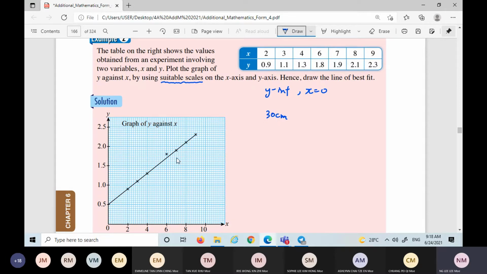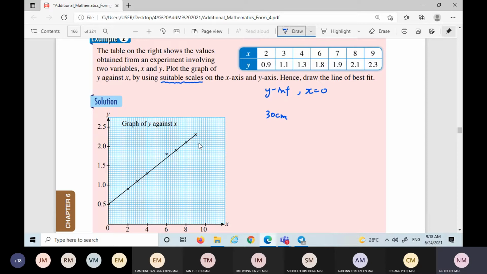Why I say you need a transparent ruler is because when you put your ruler here, you will see how many points are above the line and below the line. If your ruler is not transparent, it is a bit difficult for you to see. This is the purpose of using a transparent ruler.